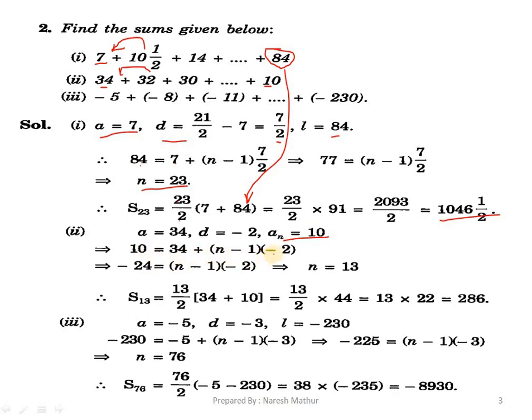An equals to a plus n minus 1 d. Alright, minus 24, because 34 will be displaced here, and minus 2 will be in the denominator of minus 24, so we get positive 12, and after the displacement of 1 we'll get the value of n equals to 13. Put the value in n by 2 times a plus an. So here we have the answer, 286.